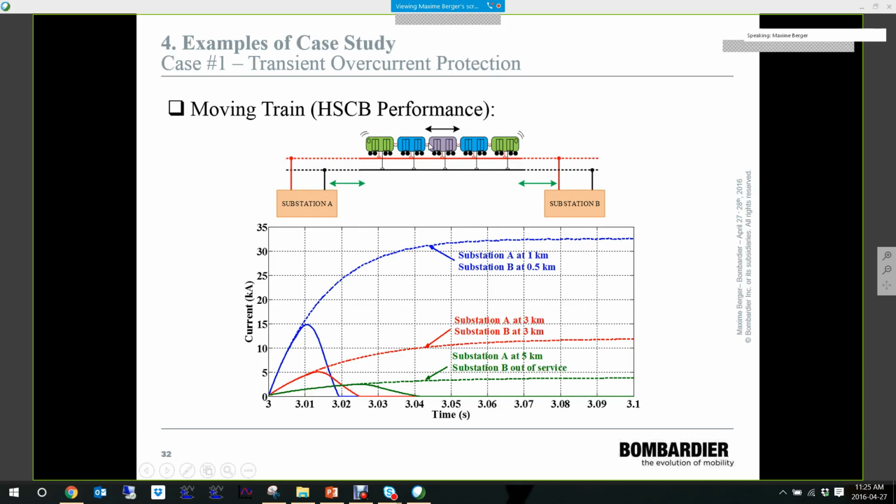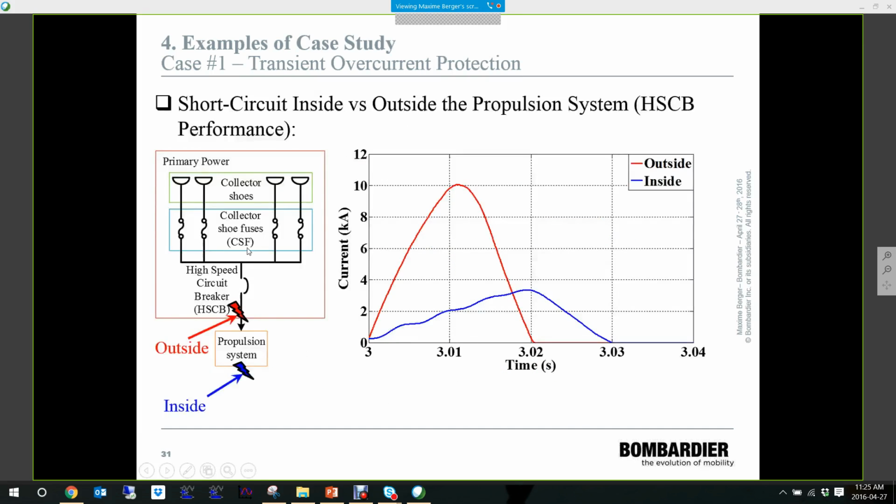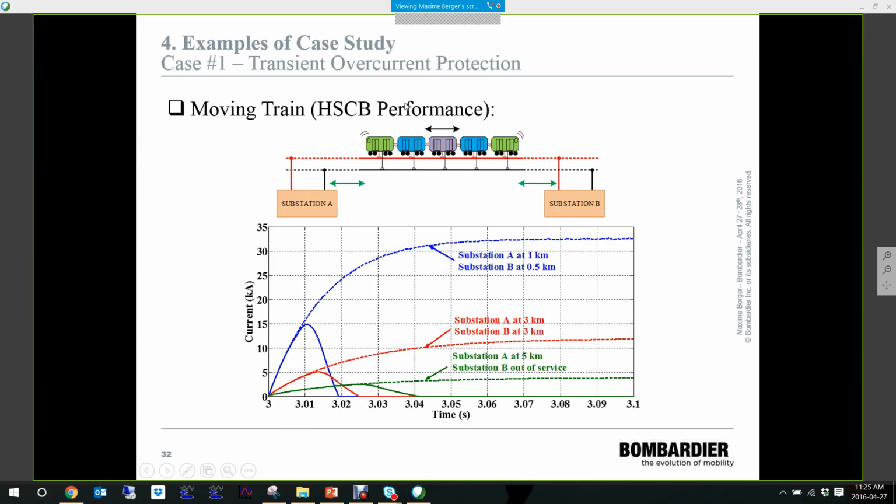For this case here, we are again studying the high-speed circuit breaker performance, and we are studying its performance for different cases depending on where the train is throughout the DC traction system. So what we are doing here is varying the distance between each of the substations, and we are looking at the fault current and the high-speed circuit breaker performance.